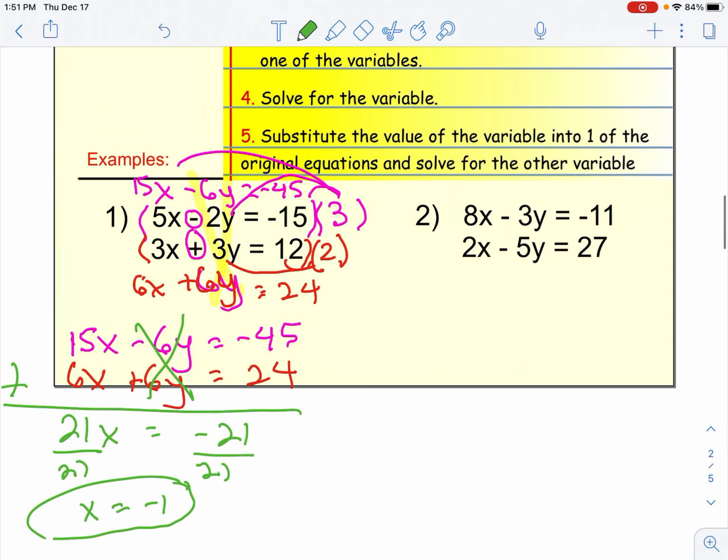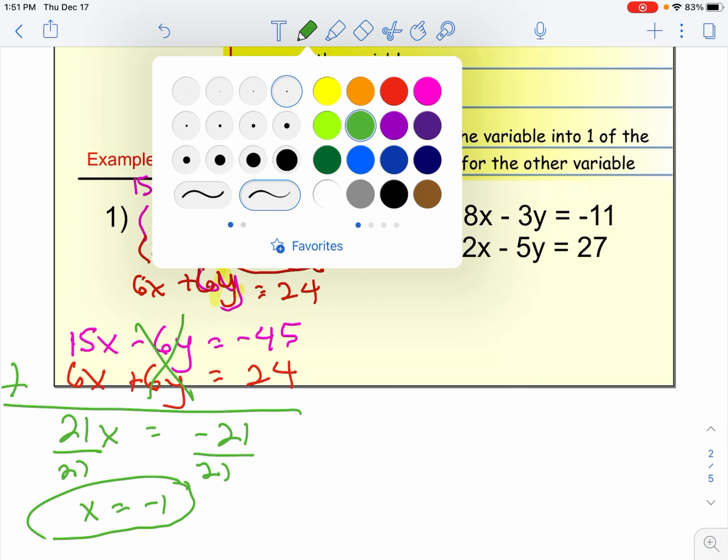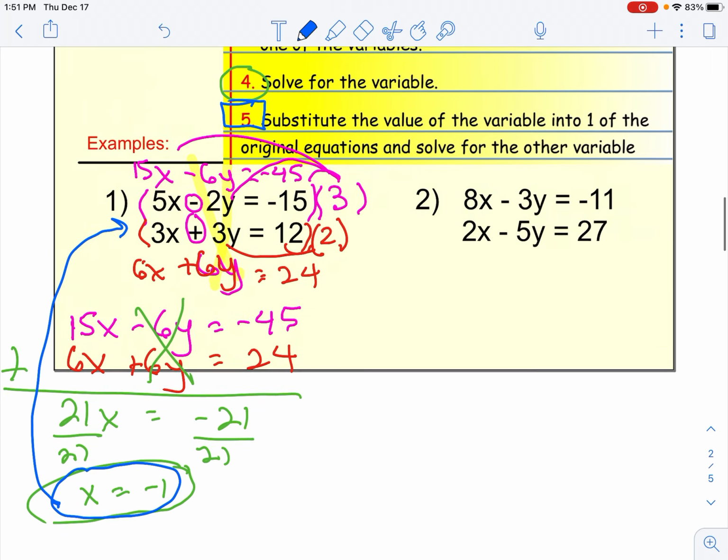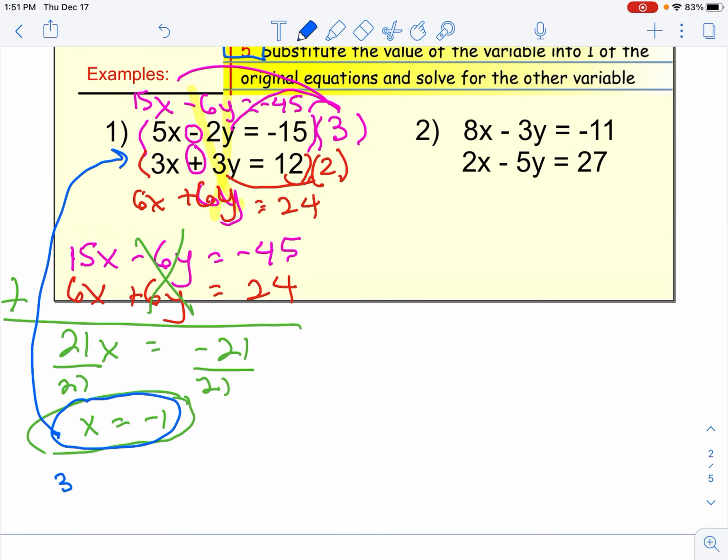So I found my x value here. So now all I have to do is do this fifth step right here. What I did was I solved for the variable once I eliminated. Now I can do this step right here, which is substitute this variable back into one of the original equations. Just pick whichever one. I'll go ahead and put it into this second equation. So then that is 3 times my x value of negative 1 plus 3 times my y value is equal to 12. You could use the equations that you got when you multiplied, but that just makes your numbers bigger.